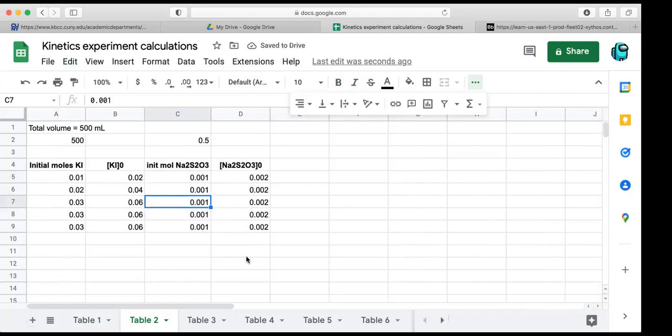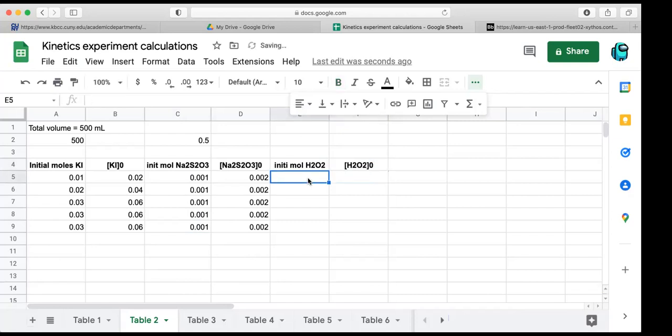So look at Na2S2O3. It doesn't change at all. So it's not going to change. Any changes in the reaction rate are not going to be an effect of Na2S2O3. Okay, it's part of the chemistry. But we do have H2O2. So again, initial moles of H2O2. And then you got initial concentration of H2O2.